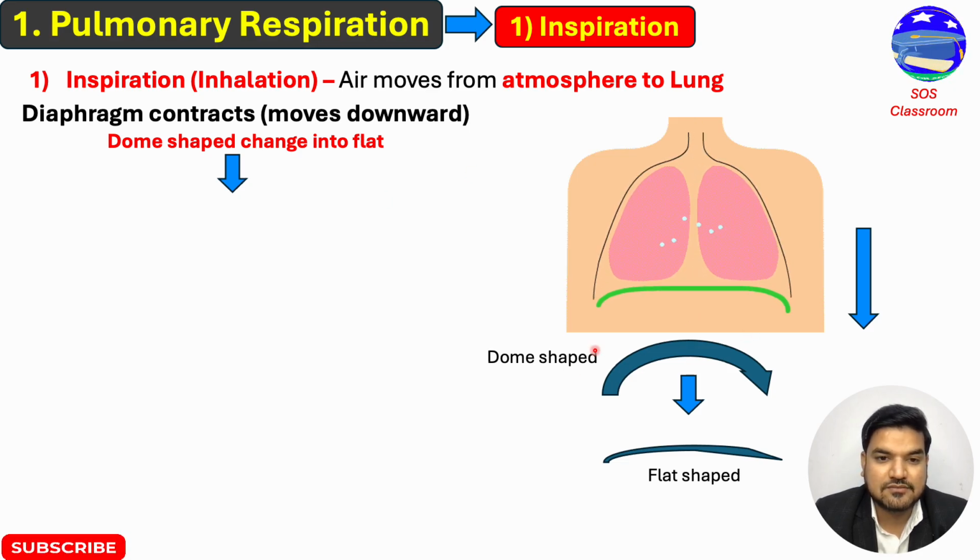Diaphragm contraction means the diaphragm is a muscle, and in the relaxed condition it is present in a dome shape. You can see this is the dome shape structure, and when it contracts, it changes into a flat shape. In the animation, you can see the dome shape change into flat. So this is called contraction of the diaphragm. When contraction of the diaphragm occurs, the dome shape of the diaphragm changes into the flat shape.